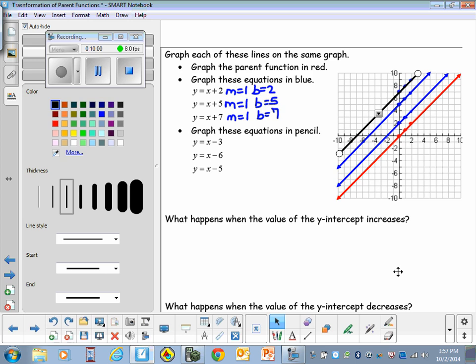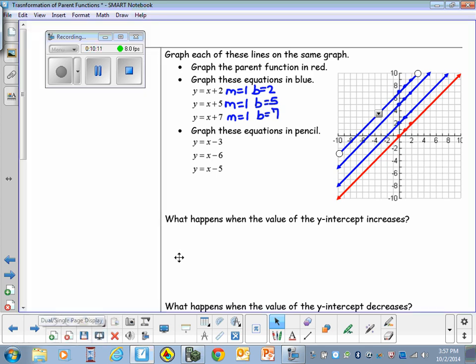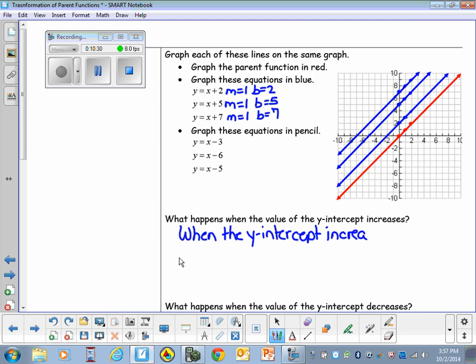So what is happening here as my y-intercept increases? I went from 0 to 2 to 5 to 7, so I was definitely increasing that y-intercept. And all I did was I shifted the line up. So when the y-intercept increases, the line shifts up. We talked back in the last unit about how when all you change is the y-intercept, you're creating parallel lines. Lines that will never intersect or cross each other.